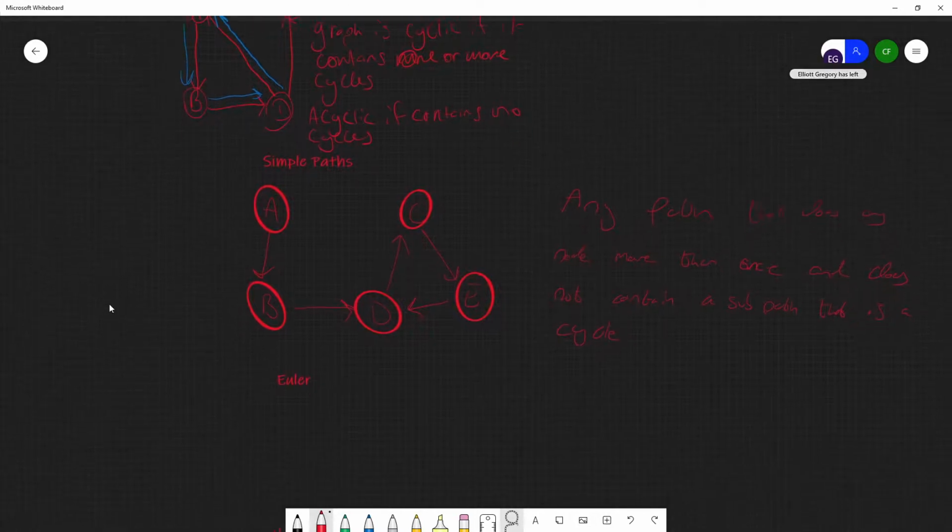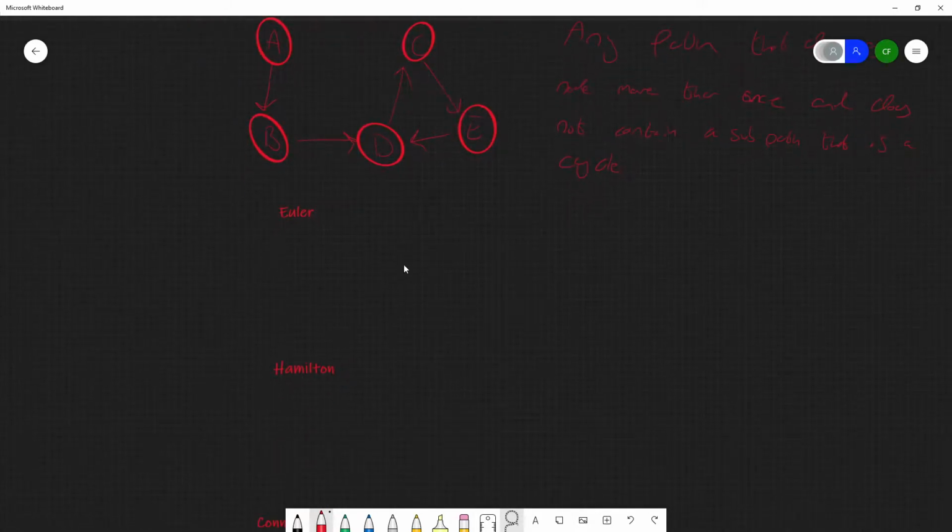Another type of path is a Euler path. An Euler path is a path that uses every edge of a graph exactly once. So we have A, B, C, D, E. And we have, for example, this to this to this. And then we also have this and this. We would try to find an Euler path through this, we wouldn't be able to, because you cannot access this and this, because there's no way to get back to A.